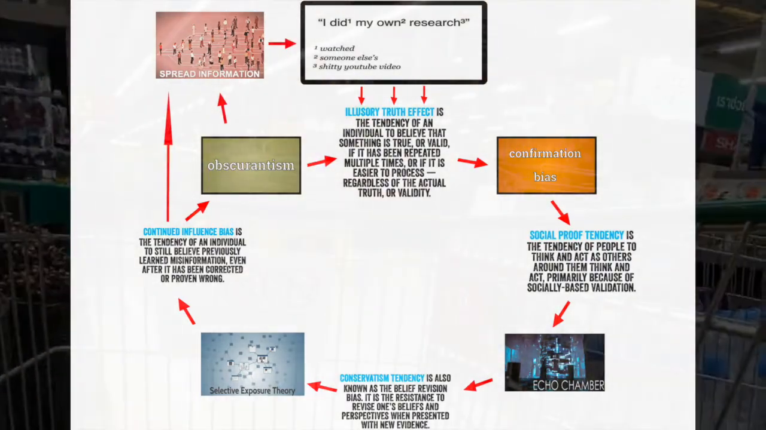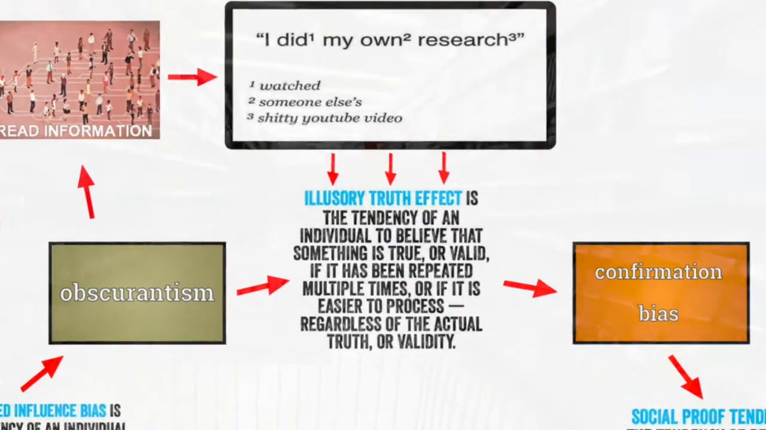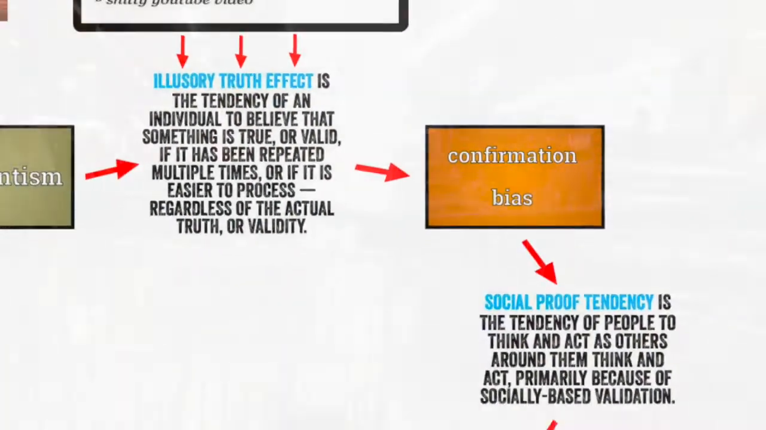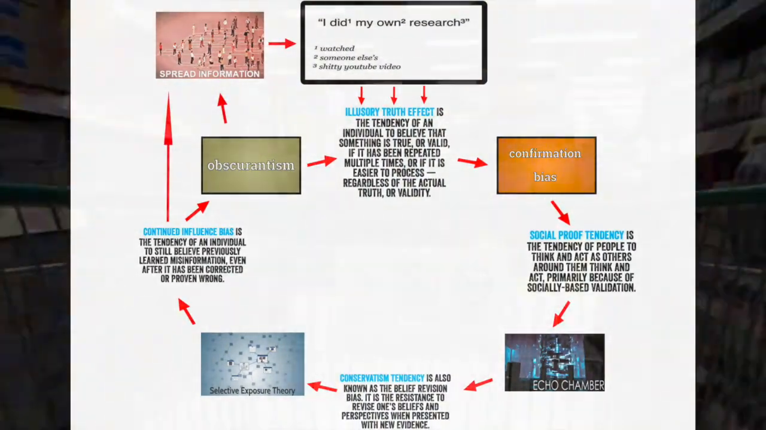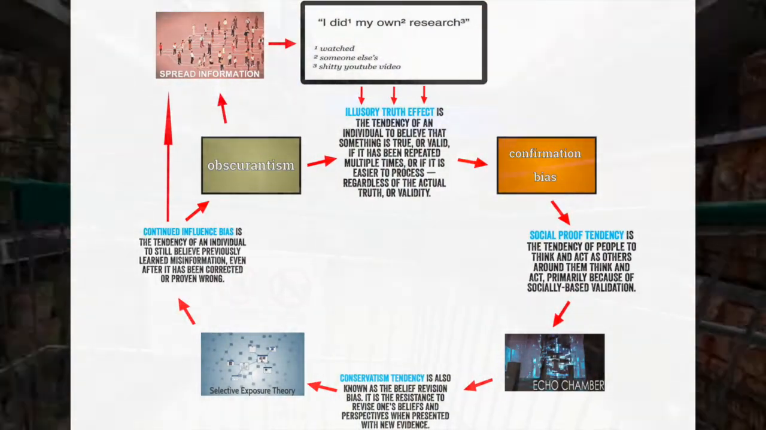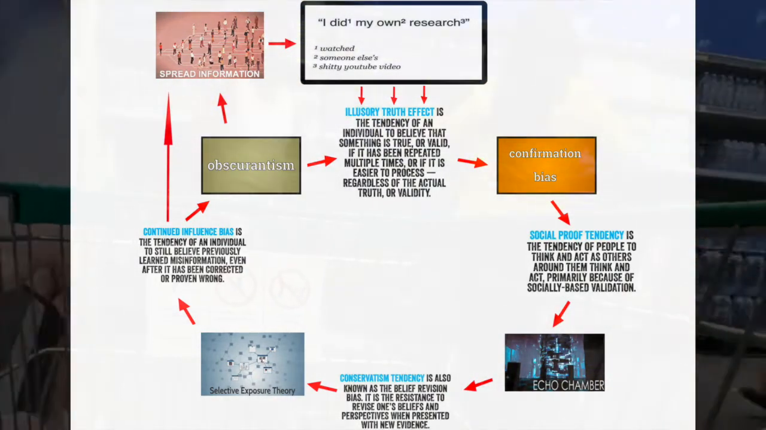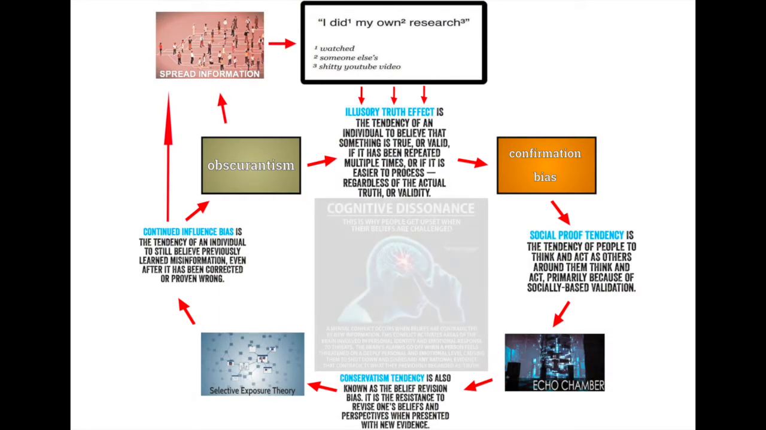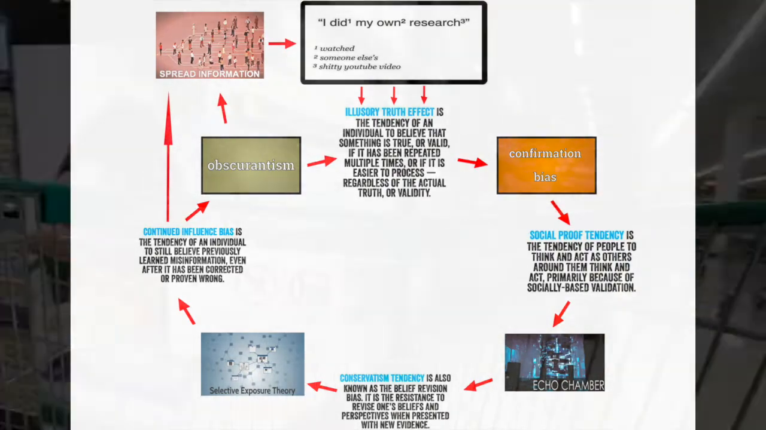And then this goes round in a circle, where people say they did their own research when really they watched someone else's shitty YouTube video and then just created their own confirmation bias around this, an echo chamber, and then selectively push out information which bolsters this echo chamber and confirmation bias that they've created. And people like to throw around words like cognitive dissonance as some form of weaponized way of attacking someone because their beliefs are totally different from the others.